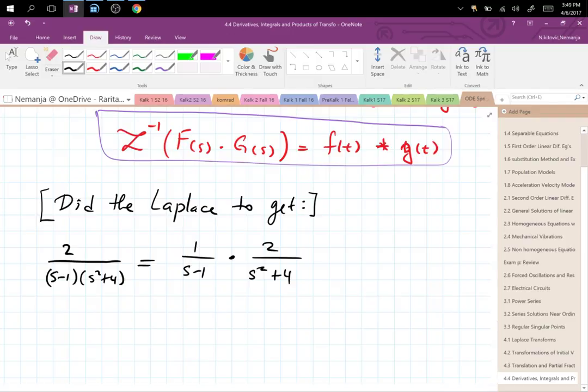And now what I know is that the inverse Laplace for this one is e to the minus t, and the inverse Laplace for this one is sine 2t. So we know these individual inverse Laplace transforms. And now we convolve these two. I do the convolution of these to actually get the answer. Did this make any sense?